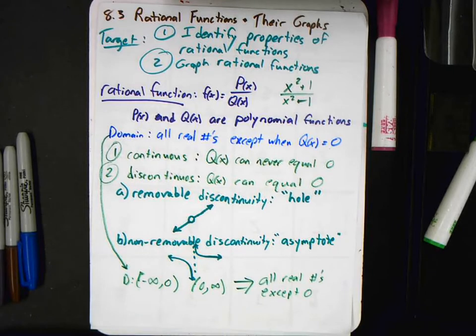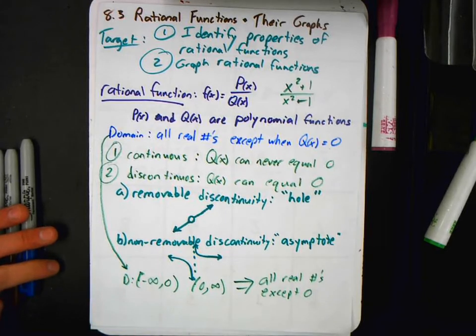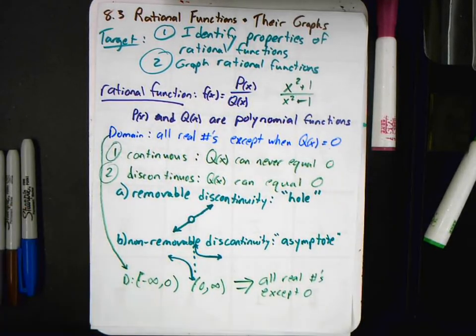So the domain on this graph that goes from negative infinity to 0 then starts back up at 0 to infinity is the same thing as all real numbers except for 0. Those are the two exact same ways to write the domain, just a little bit differently. One may be easier for you than the other, just kind of depends.